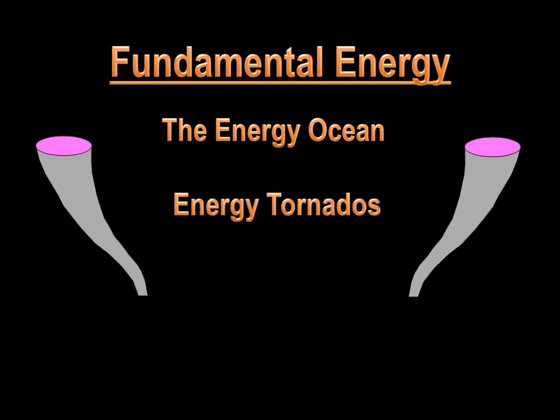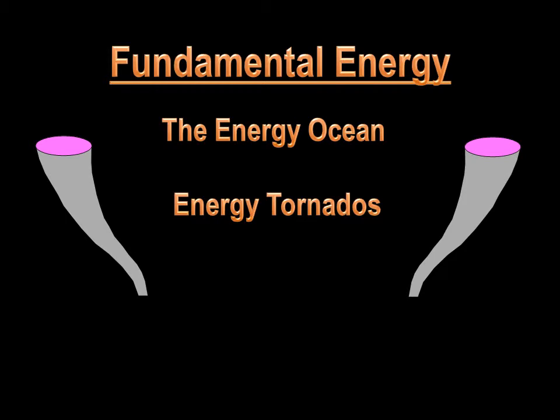Secondly, energy tornadoes. All atoms are tiny tornadoes of energy spun from the photons that make up the energy ocean. Different size and shaped energy tornadoes represent the different elements. All other particles are fragments broken off from atoms and other particles. No particle has any other form than that of a tiny energy tornado.